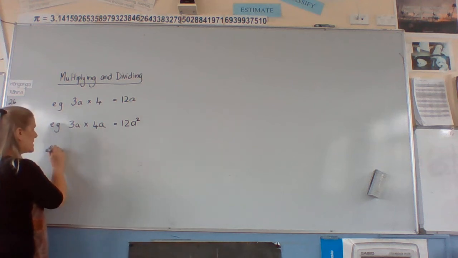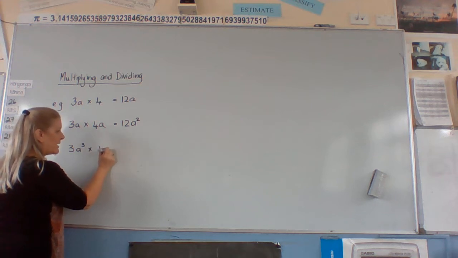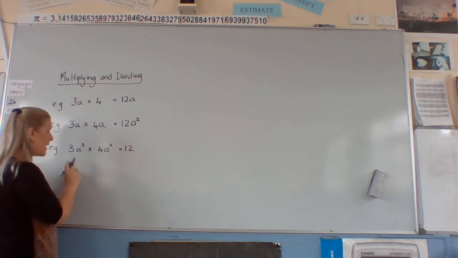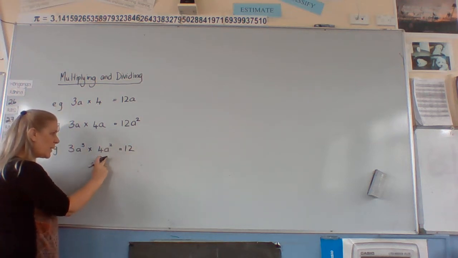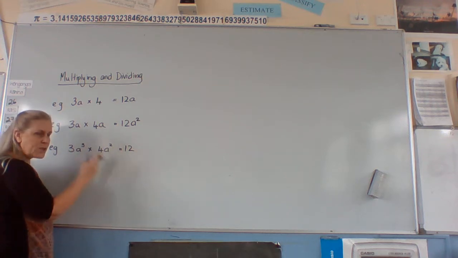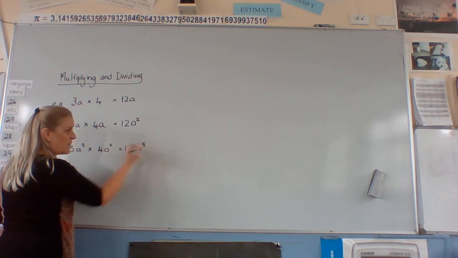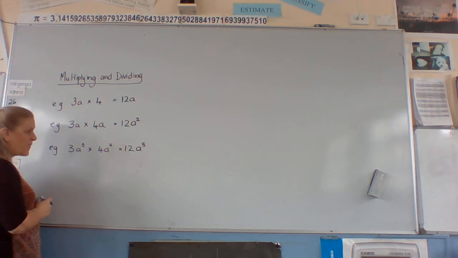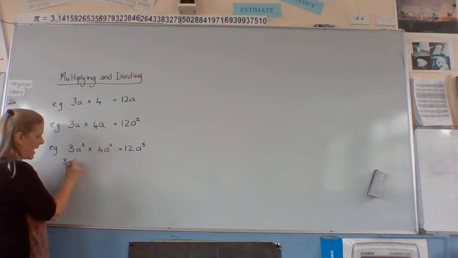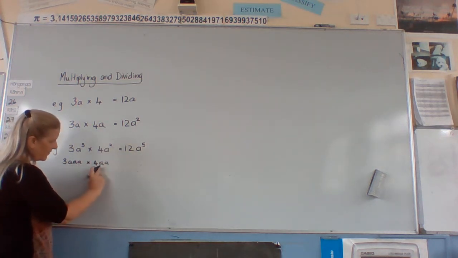All right? So if we look at this one, 3a cubed times 4a squared. All right? That's 3 times 4 is still 12. And that's 3 a's, and that's 2 a's. And when we multiply them, we get how many a's altogether. So 3 here and 2 here make 5. All right? There are 5 a's. Because when we expand this, we get 3a times 4a. That's 12 and 5 a's.